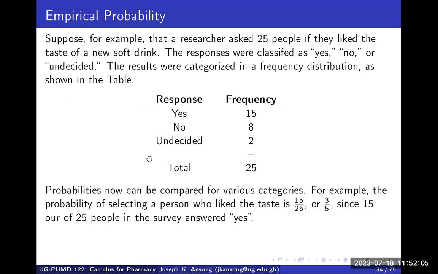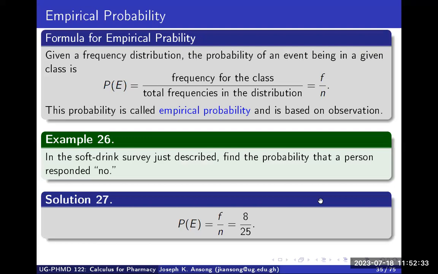So that is the concept of empirical probability. You can then compare the different probabilities. For example, the probability of selecting somebody who said yes will be 15 out of the total number of 25, which is the same as 3 over 5. So that is the concept of an empirical probability.